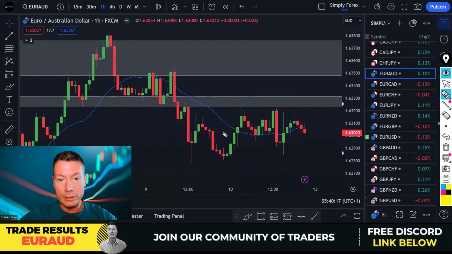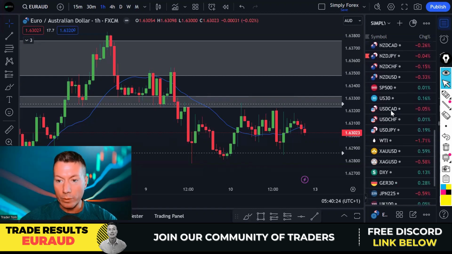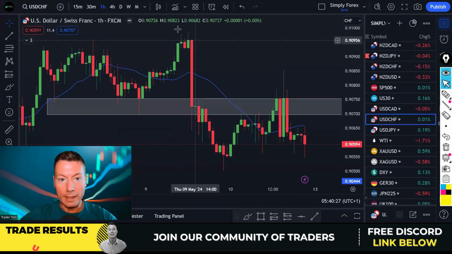So yeah, Euro Aussie dollar, successful trade, and we're still in it for 20%. I hope you took this trade. The only other trade we were looking at was this, US dollar against the Swiss franc.